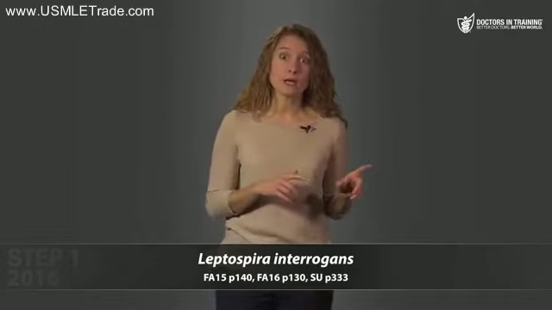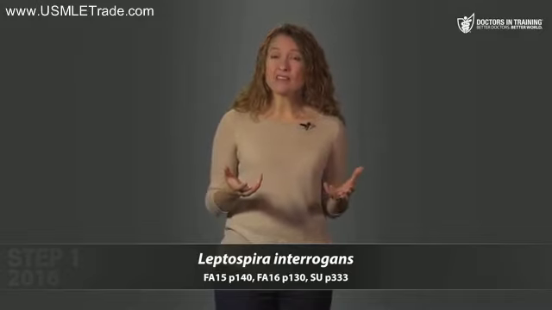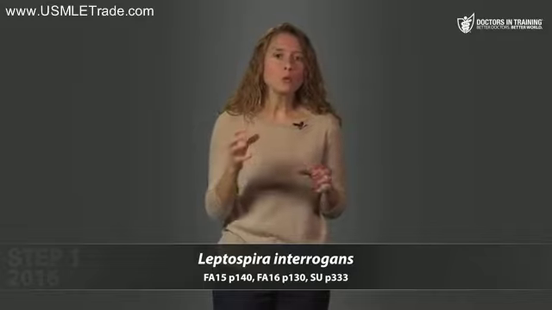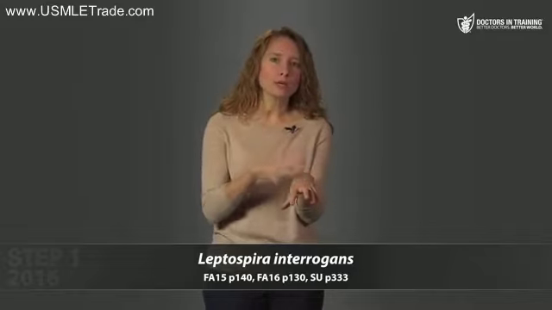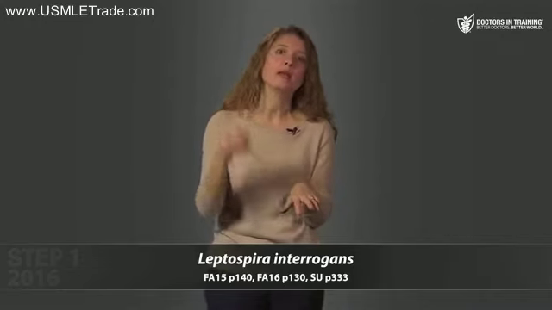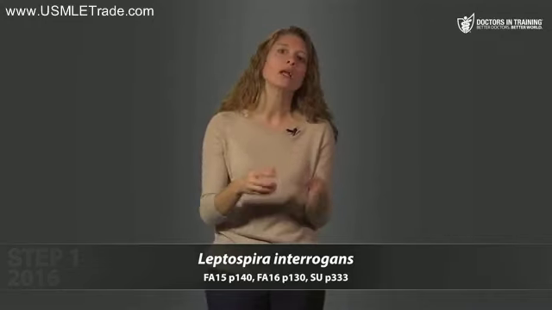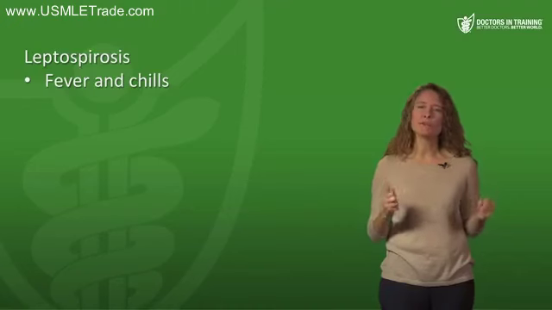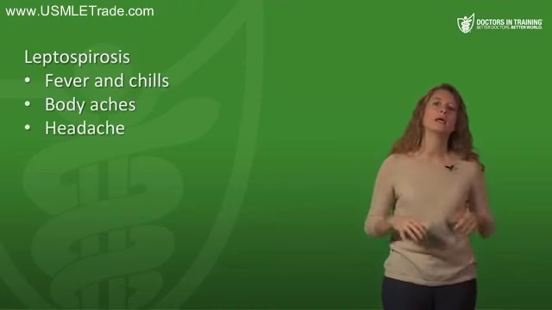Now back to Leptospira. So how does the Leptospira infect a person? Well, when contaminated water comes into contact with mucous membranes, conjunctivae, or breaks in the skin, that's when the Leptospira can enter. The onset of illness is usually abrupt, and it starts with fever, body aches, chills, and headache.